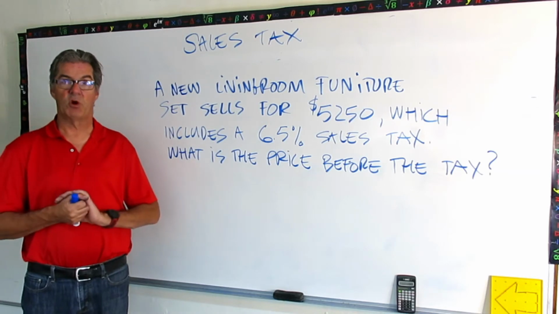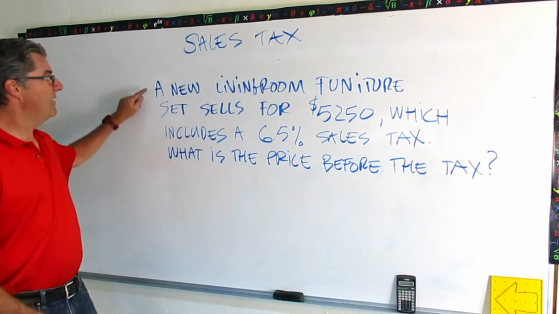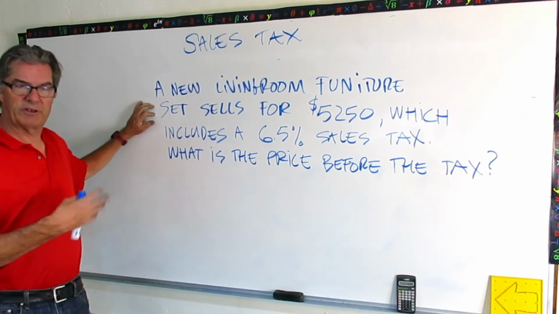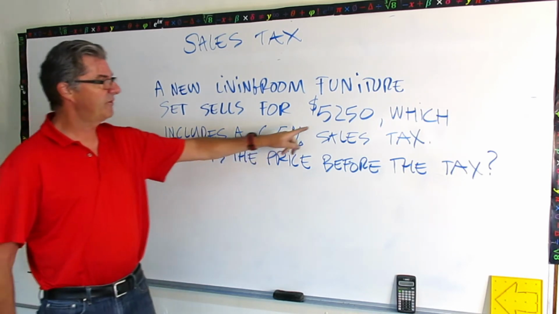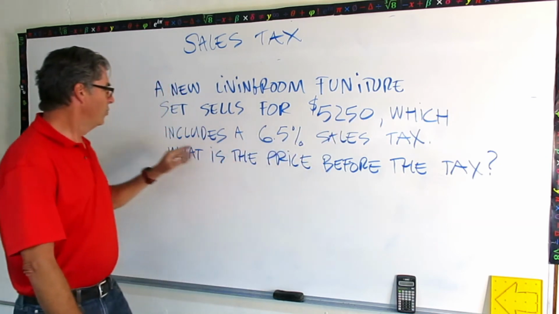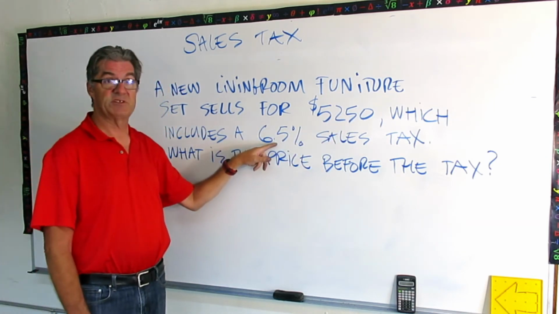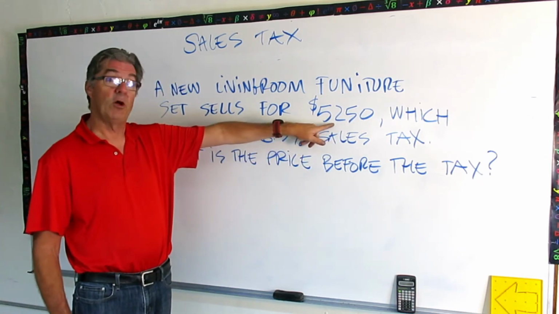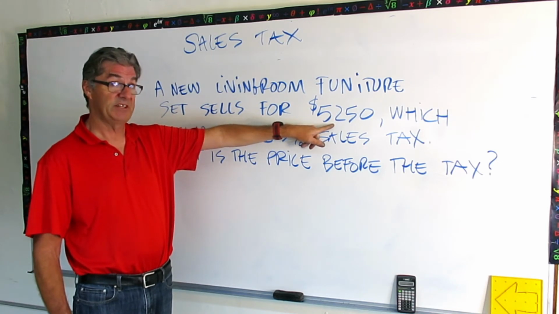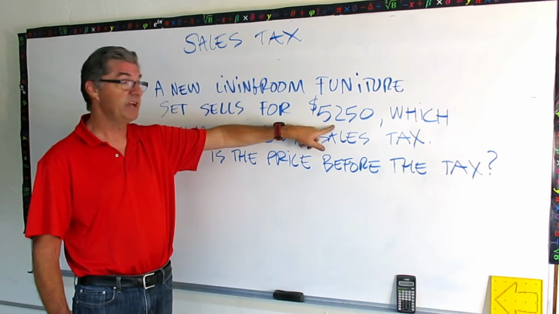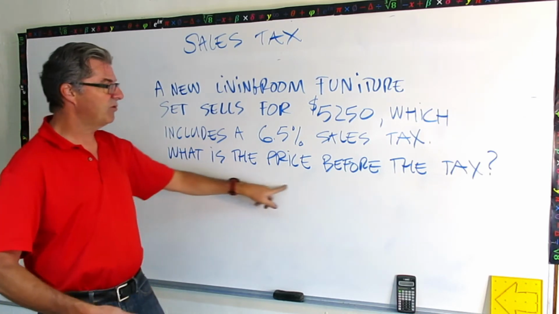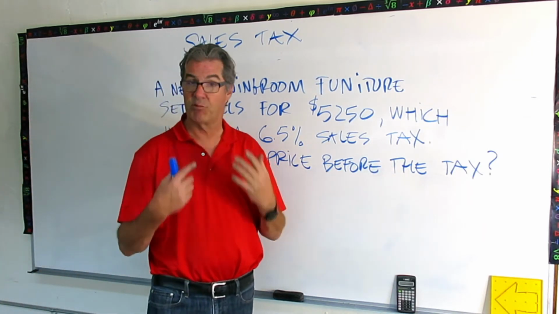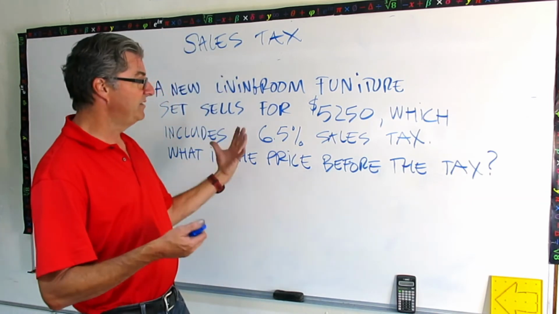Okay, let's do a little bit more of a complicated problem. Here we have a new living room furniture set, couch, love seat, all the different things that go with that living room set. It sells for $5,250, which includes a 6.5% sales tax. So this is the final bill after tax has been applied. It's not the list price that you would see walking around in the store. Of course, what we're interested in with this problem is what is the price before the tax? What is that price tag that you saw when you made this purchase?